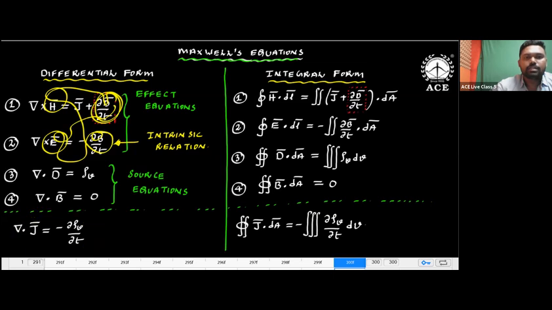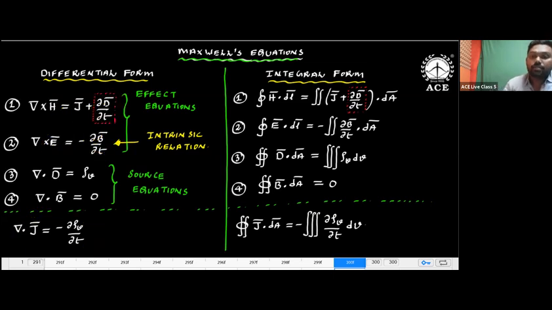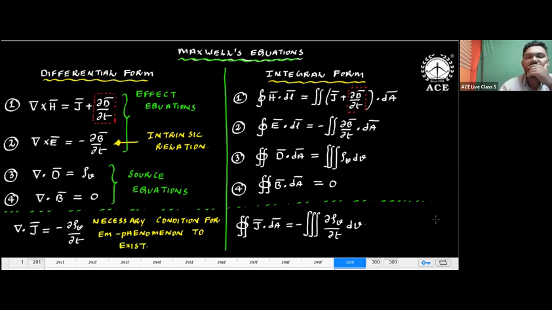So that continuity equation is called the necessary condition for EM phenomena to exist. Necessary condition for EM phenomena to exist. Clear, beta? And one more thing, these are the Maxwell's equations.